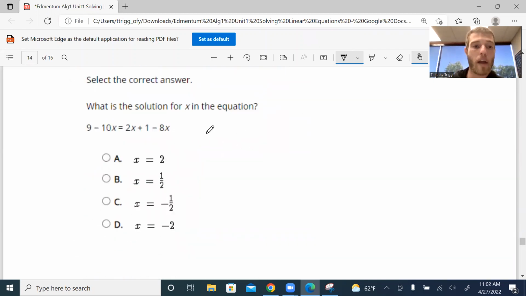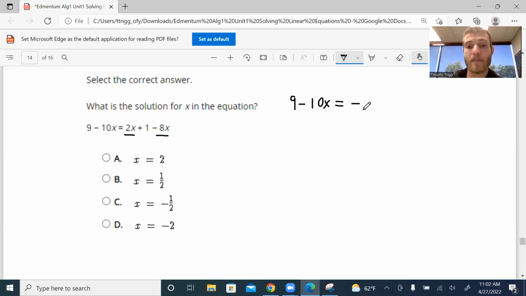Here we're solving for x. One thing I notice is that there's 2x and this negative 8x on the same side of the equation. When I see anything I can combine on the same side of the equation, I want to combine that first. So my left side doesn't change, nothing to combine. I can't combine this 9 and negative 10x, so I'll just rewrite it as is. On the right side, though, I can combine this 2x minus 8x.